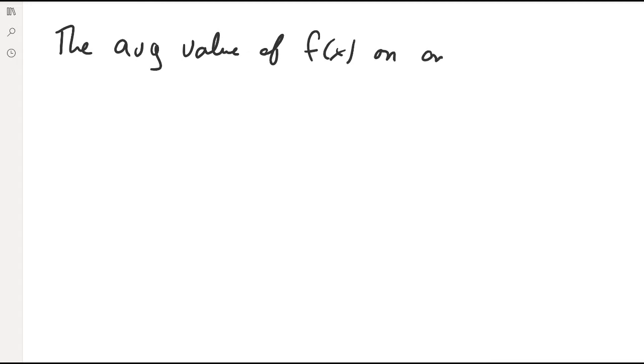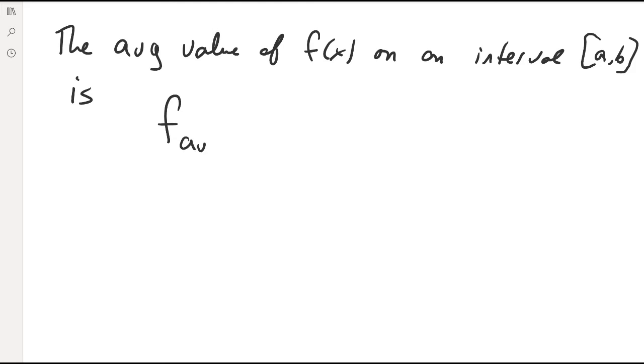Let's write this down. The average value of f of x on an interval which goes from a to b is a definite integral. The formula is: the average value of a function equals 1 over b minus a times the definite integral from a to b of your function f of x.